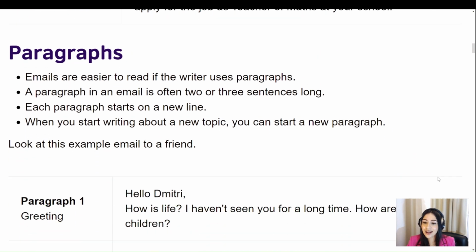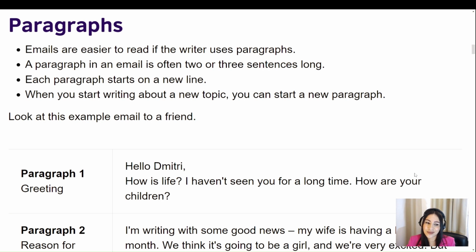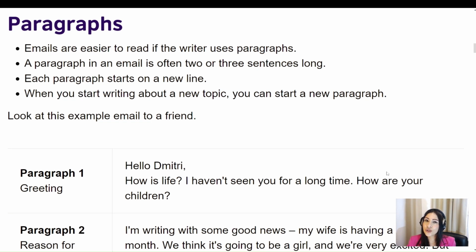And that usually has to do with paragraphing as well. So now we move on to how to paragraph and how to structure your emails. Remember, emails will be easier to read if you use paragraphs. And these paragraphs are often about 2 or 3 sentences long in most cases. Of course, there are many exceptions as well. But each paragraph should start on a new line.